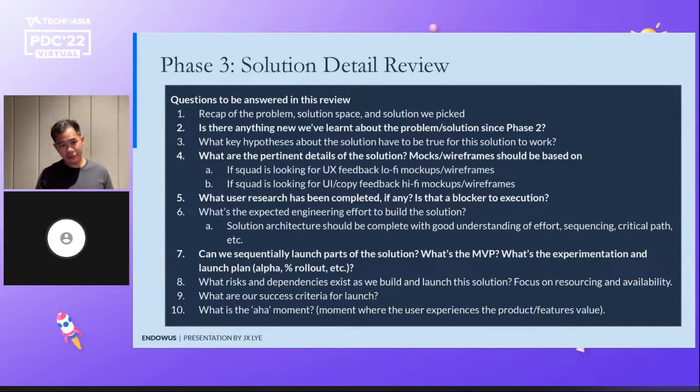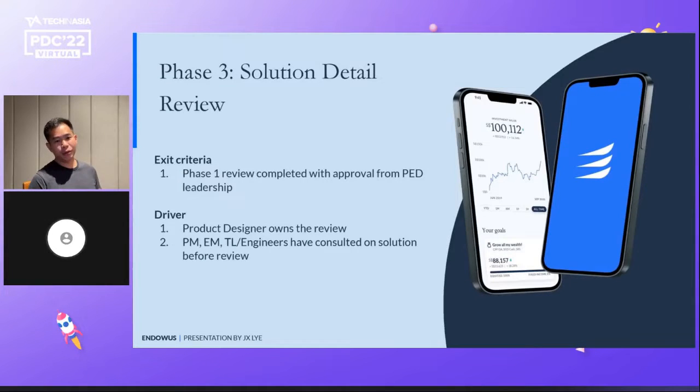Included in this solution detail review is also the expected engineering effort. So it should be an all-in-one thing, which is why EPD, everyone needs to be involved. All 3 parts need to come together. And then after we've come together, a really, really important question to ask is, can we launch it sequentially? Can we phase it? What's the MVP? And can we experiment with that? Can we get a sense so that we can do it easily? I think all of these de-risk the rollout. And once we have that and we define the success criteria, I think that will let us make sure that we finish this review.